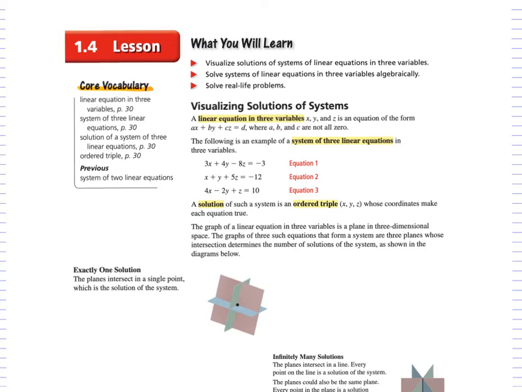We're used to x and y, but now we're adding in a third dimension, z. And they have the form of ax plus by plus cz equals some number d. And a, b, and c are all non-zero numbers. So you notice you have an x term, a y term, a z term, and an answer. When you have 3 variables, you need 3 equations.